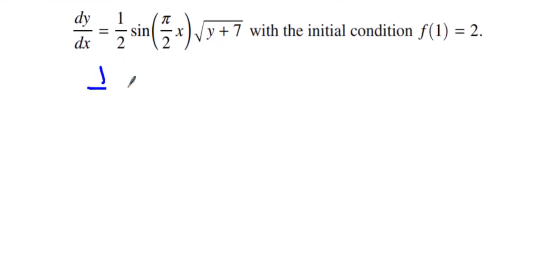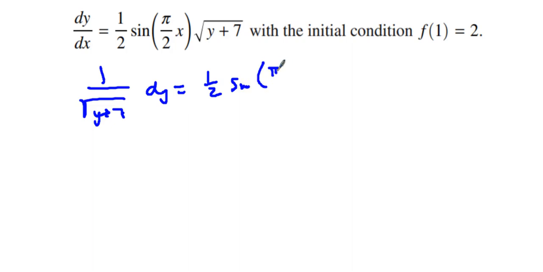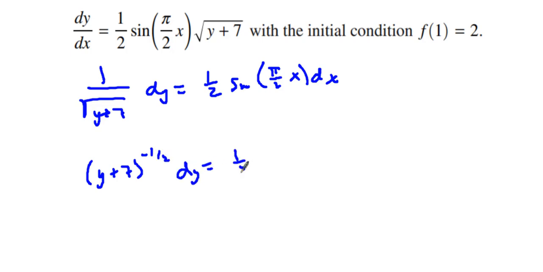We're going to get 1 over the square root of y plus 7 dy on one side. We have 1/2 sine of pi over 2 x dx on the other. Now, I like to change this to (y plus 7) to the negative 1/2 power. It's going to be a whole lot easier to integrate. 1/2 sine of pi over 2 x dx.